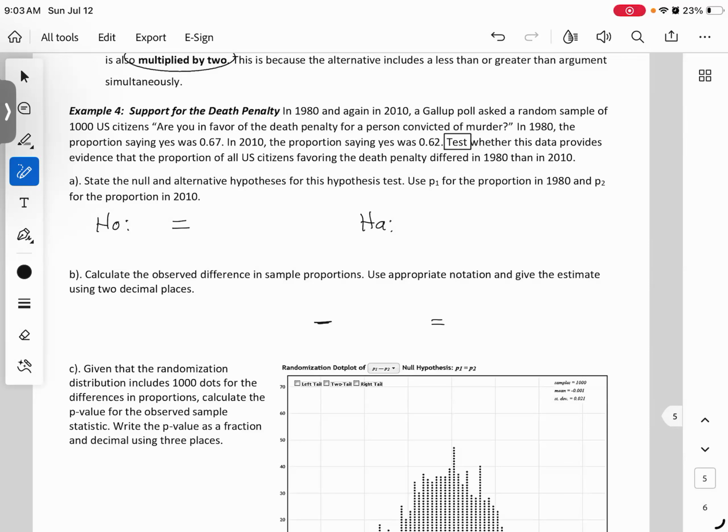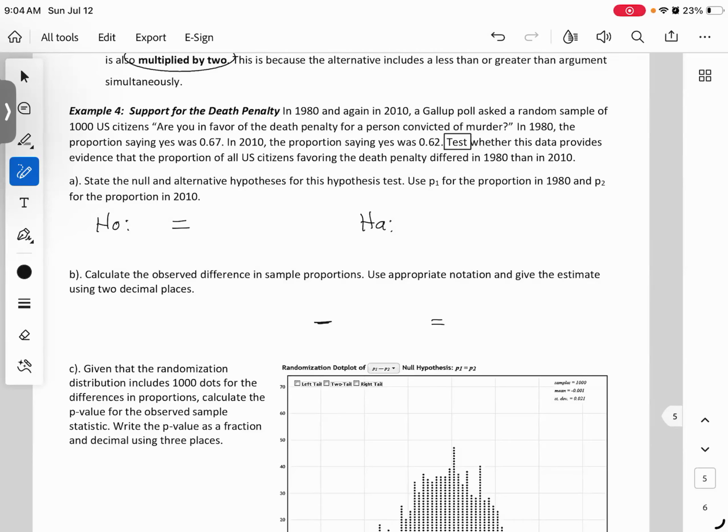All right, and here it comes. So this study, and again, pause the video if you still want some more time to hash this out, at least part A and B, on your own. But here it is. They were checking to see whether there's been a change in the proportion of people who say that they would favor the death penalty for someone convicted of murder. But they did it twice. They collected data in 1980, and then 30 years later, in 2010. And you could see that there was a difference, right? It went from 0.67 down to 0.62.